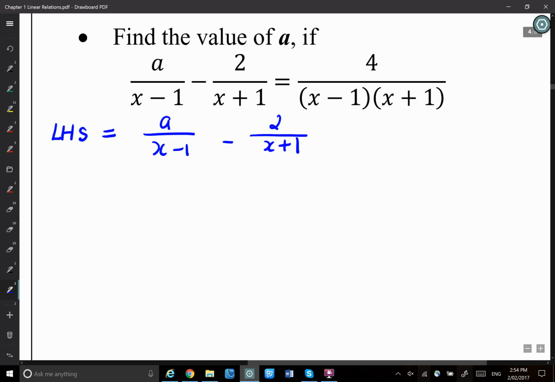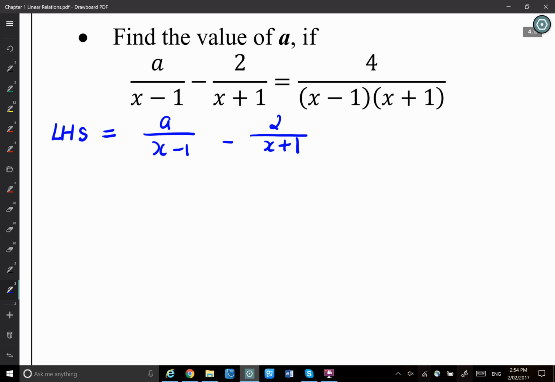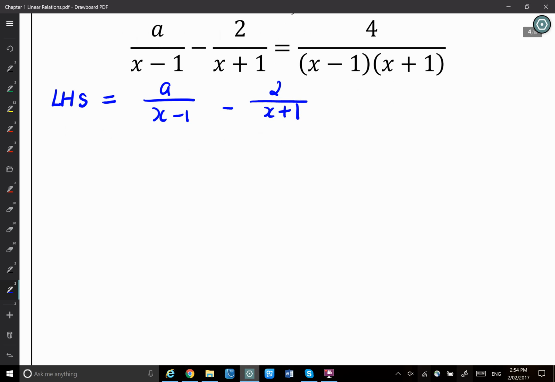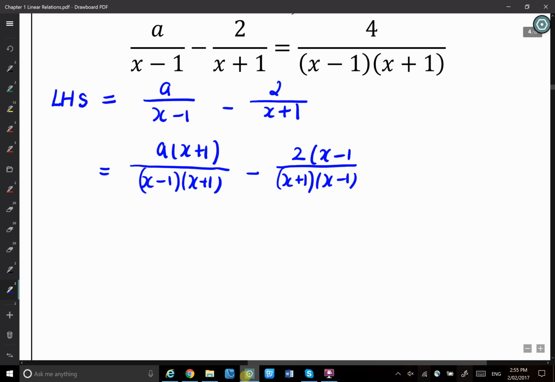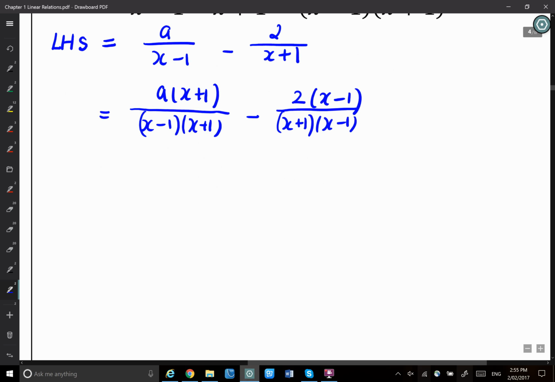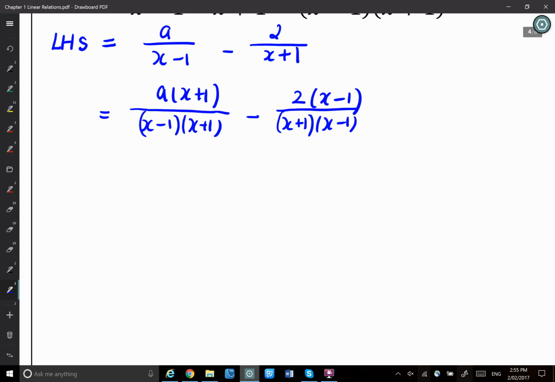Okay, left hand side equals to that. I want to do calculations. I just do normal calculations. So the lowest common denominator will be x minus 1 times x plus 1. So I will do x minus 1 times x plus 1 and x plus 1 minus x plus 1 times x minus 1 and 2 times x minus 1. The same as we just do normal calculations, normal subtractions.